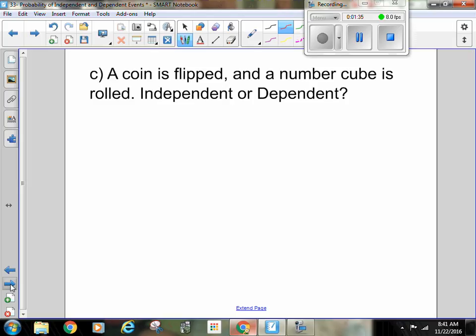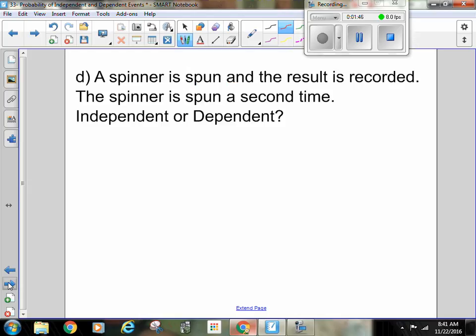outcomes. Okay, a coin is flipped and a number cube is rolled. Well, whatever we flip on the coin, heads or tails, is not going to affect our outcome for the number cube being rolled, so independent. A spinner is spun, the result is recorded, and then the spinner is spun a second time, independent or dependent. Well, even though it's recorded, it's not going to change the ones we can do, so independent.